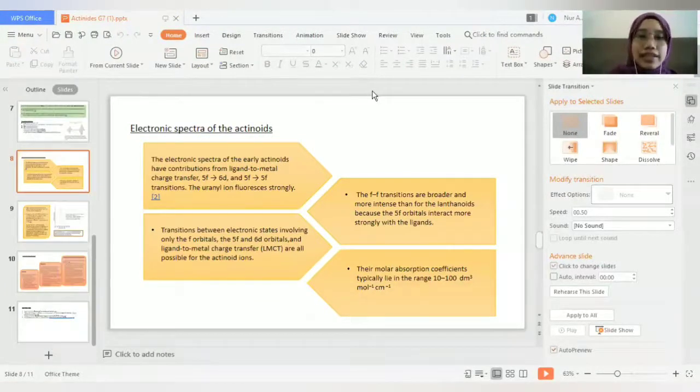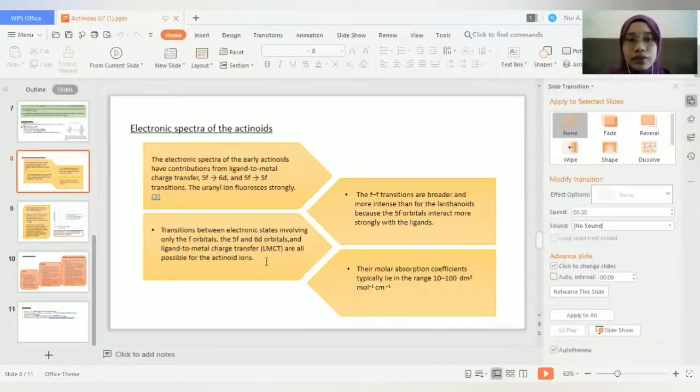Next we move to the electronic spectra of the actinides. The electronic spectra of the early actinides have contributions from ligand to metal charge transfer, 5f to 6d transitions and 5f to 5f transitions. As I said earlier, these are transitions between electronic states involving only the f orbitals, and the 5f and 6d orbitals.